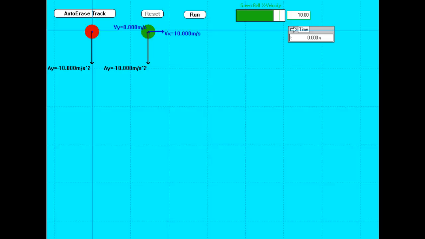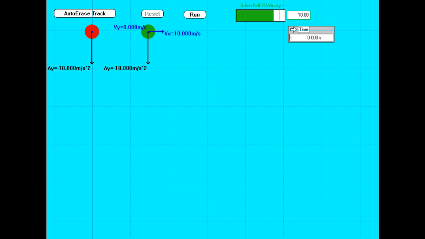Okay, one of the fundamental concepts of projectiles is that the vertical axis, what happens in the y, is independent of the horizontal axis, what happens in the x dimension. This little simulation shows that. The acceleration vectors are shown there. The acceleration in the y is, rounding it off, 10 meters per second squared for both the red and the green object.